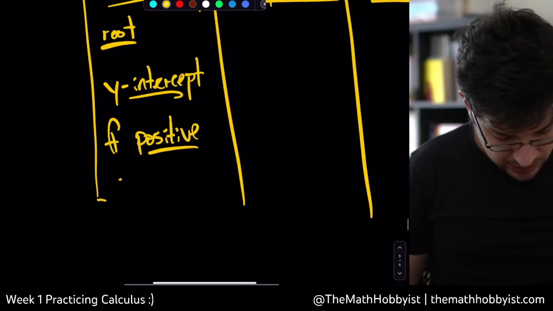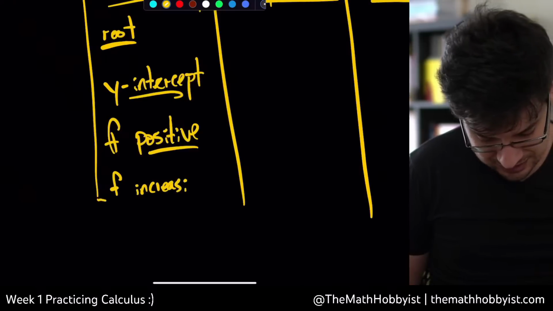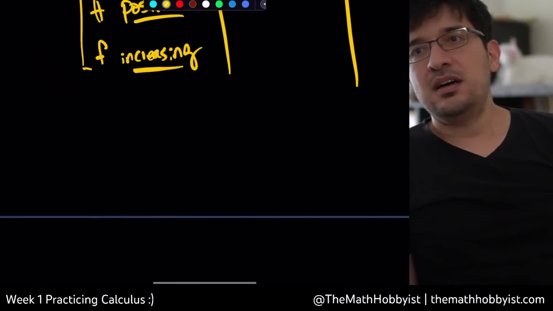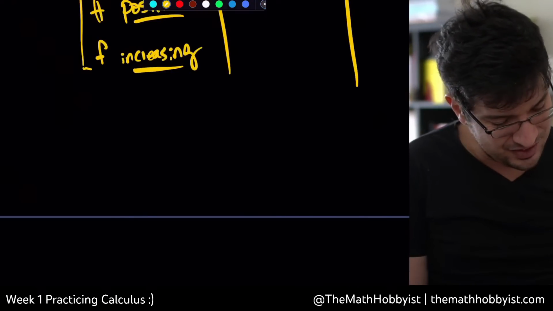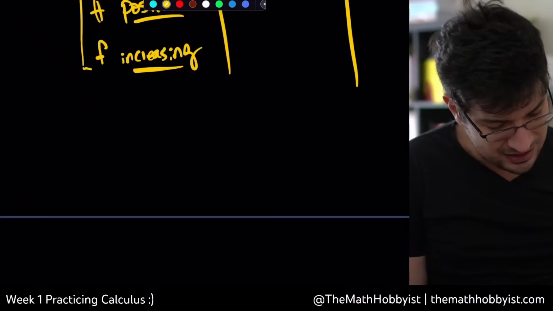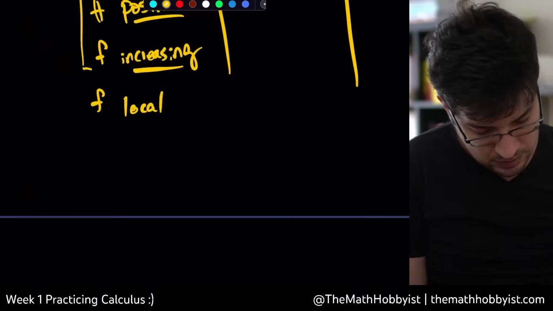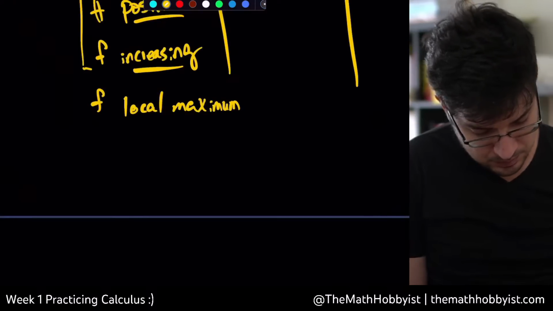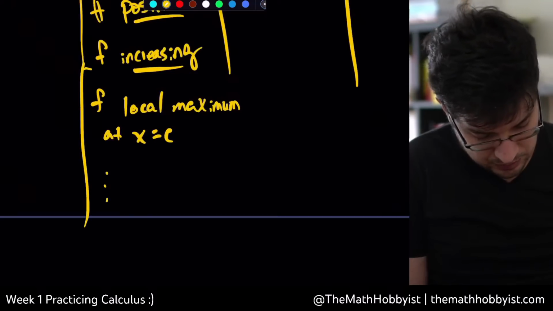Okay, yeah. All right. So f positive, f increasing. Neat. F is increasing, monotonically increasing, etc. They don't use monotonically increasing or define monotonic at all, and that's fine. F, local maximum at x equals c. This is the one that we want, and then there's some more.